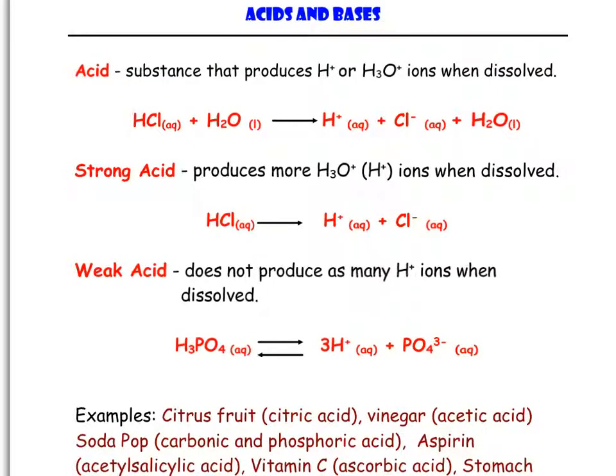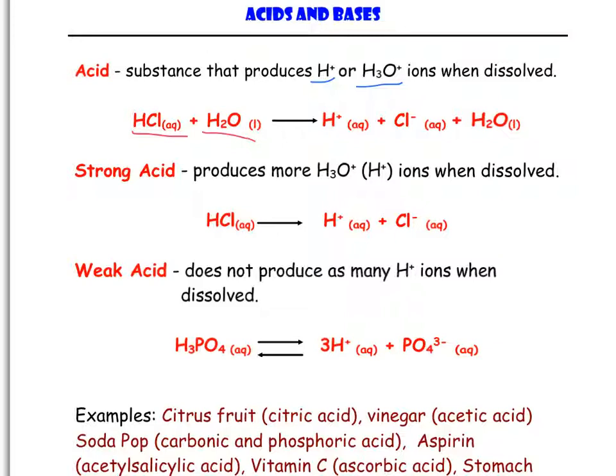On the next two slides, we're going to look at the differences between acids and bases. On this slide, we're going to focus on acids. So an acid, again, is a substance that produces H plus or H3O plus ions when dissolved. So here's an example of a reaction where HCl and water are mixed together, which any HCl that you have is dissolved in water.